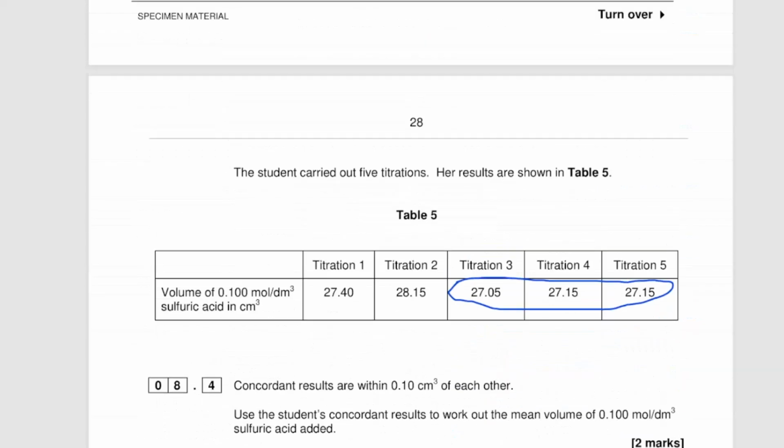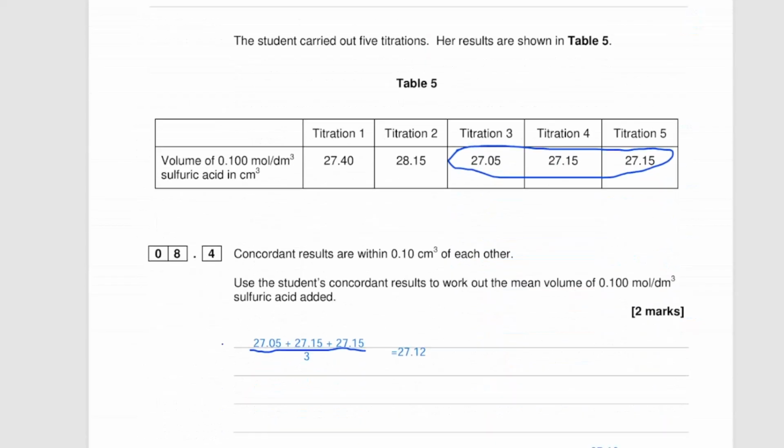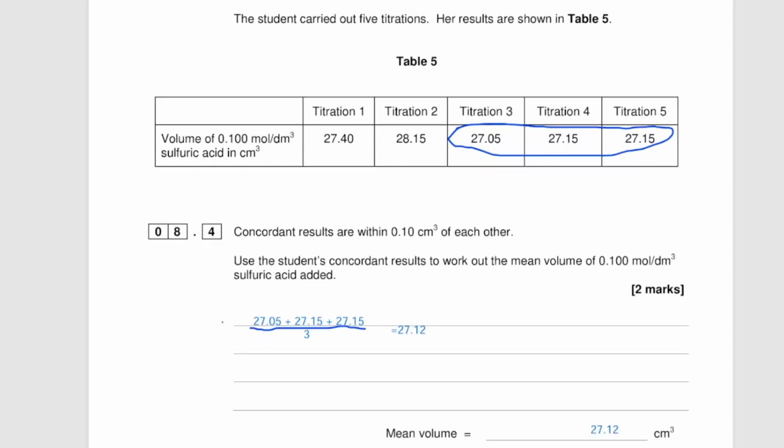And then we're given the titrations that were completed and expected to find the mean of the concordant results, with the concordant results being results that are within 0.1 centimeters cubed of each other. And as you can see, the titrations 3, 4, and 5 are within 0.1 centimeters cubed of each other, and then we just calculate the mean of them. You guys know how to calculate a mean. It's just 27.12 centimeters cubed.